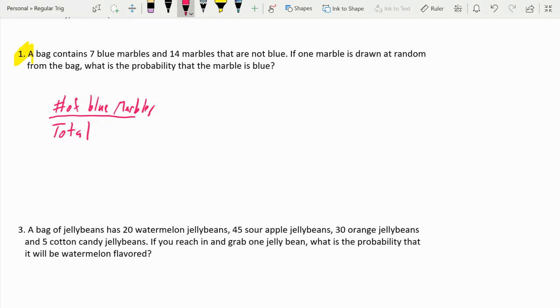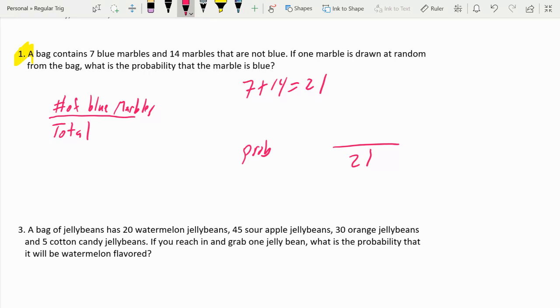These problems should be simple. These are the ones that you should get correct right away. Don't even waste a lot of time on them. So to figure out the total, we have 7 and 14. 7 plus 14 gives me 21. So we know what the total is. Let me erase this mess. So we have 21.